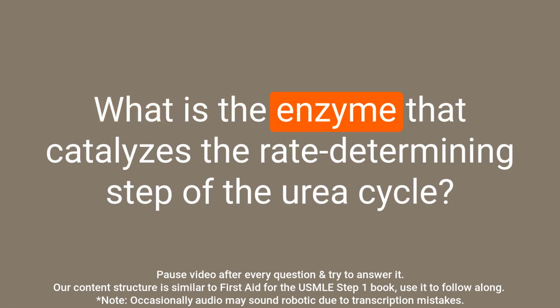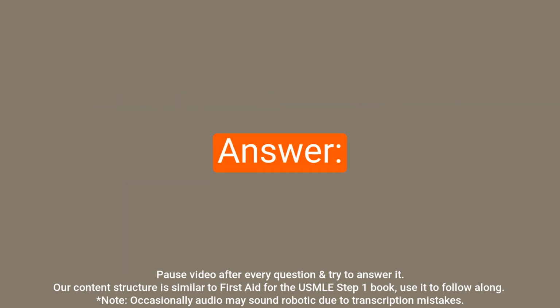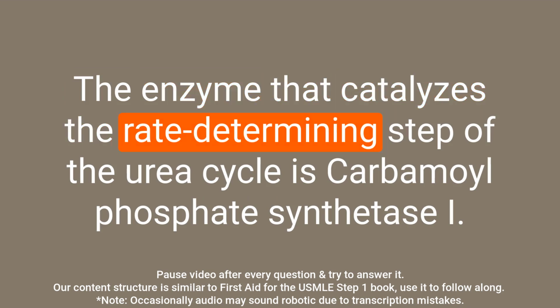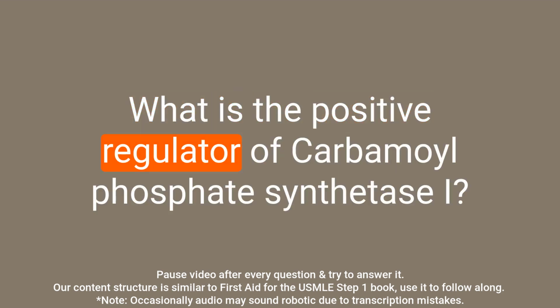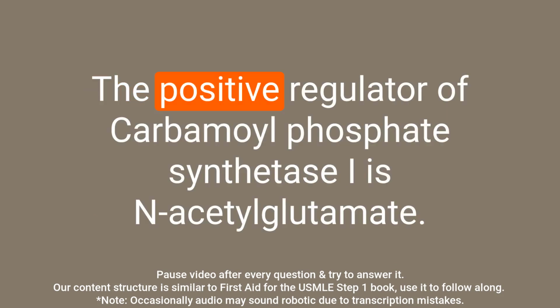Question: what is the enzyme that catalyzes the rate-determining step of the urea cycle? Answer: the enzyme that catalyzes the rate-determining step of the urea cycle is carbamoyl phosphate synthetase I. Question: what is the positive regulator of carbamoyl phosphate synthetase I? Answer: the positive regulator of carbamoyl phosphate synthetase I is N-acetylglutamate.